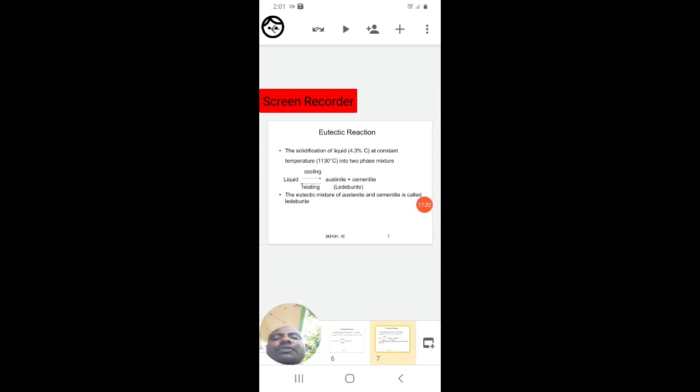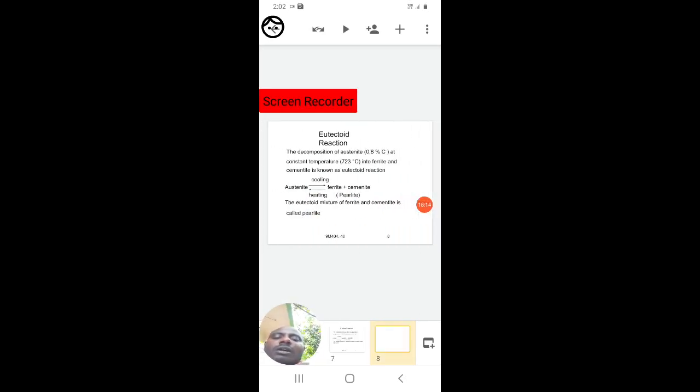The second one is the eutectic reaction. This is the solidification of liquid at 4.3 percent of carbon at a constant temperature of 1130 degrees centigrade into a two-phase mixture. The liquid form of iron, by heating or cooling, gives rise to two types of solids, solid 1 plus solid 2, that is austenite plus cementite. This total mixture is called ledeburite. The eutectic mixture of austenite and cementite is called ledeburite.